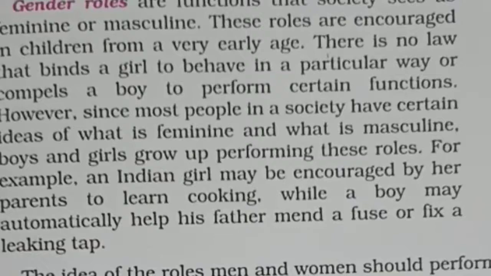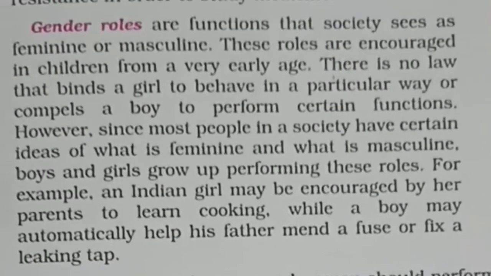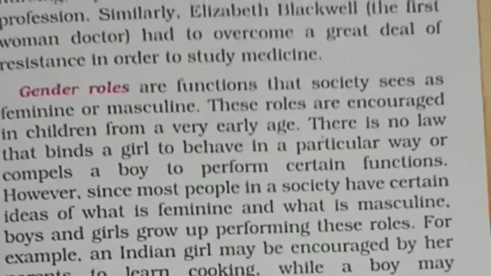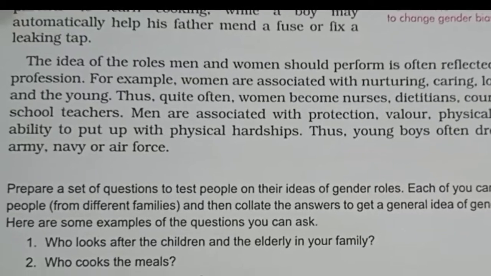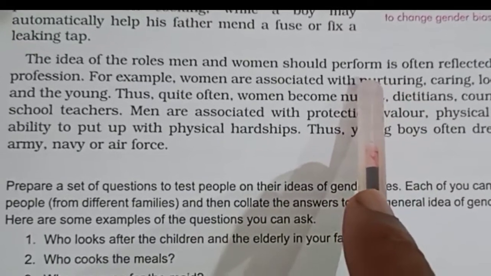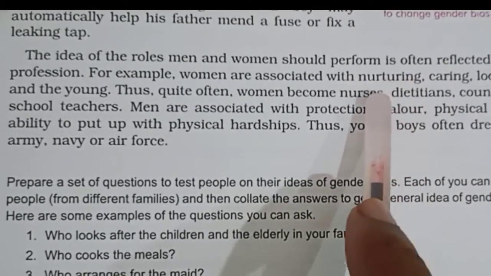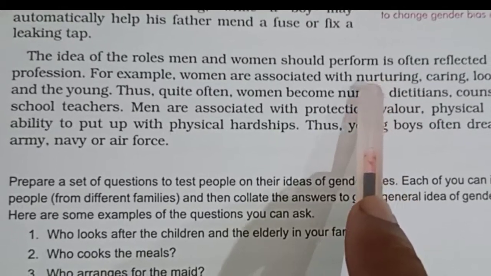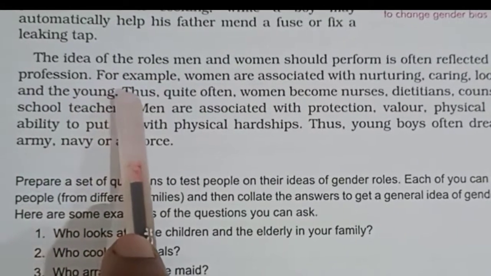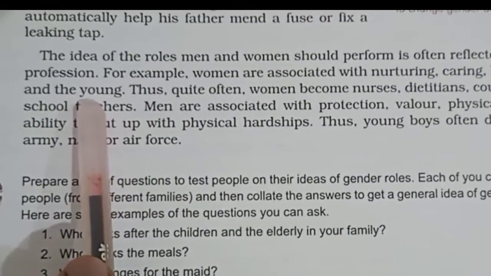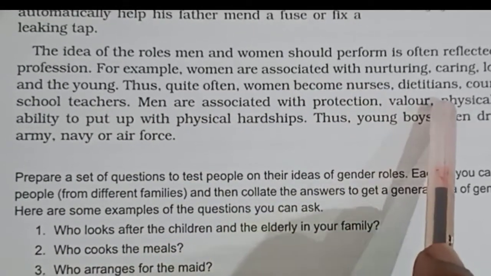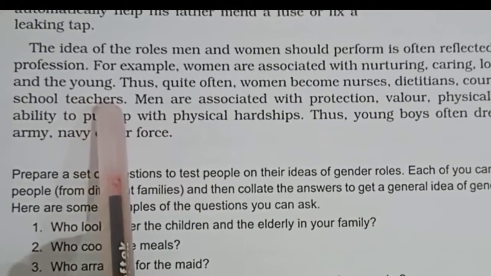So the idea of the roles that men and women should perform is often reflected in the choice of their profession. For example, women are associated with nurturing, that means taking care of the child, feeding, giving birth to a child and taking care of the child, caring, looking after the old and the young, taking care of their family members. Thus, quite often women become nurses, dietitians, counselors, or primary school teachers.